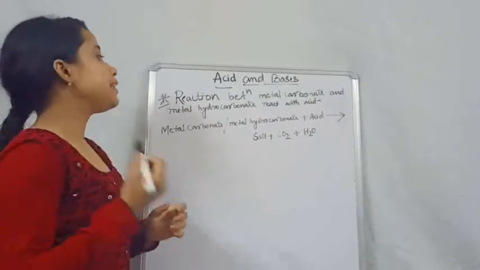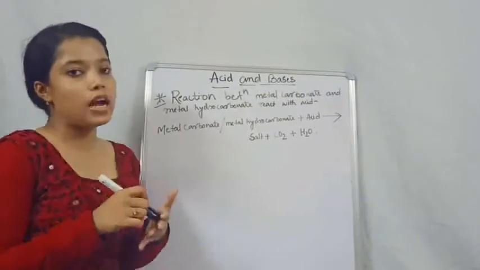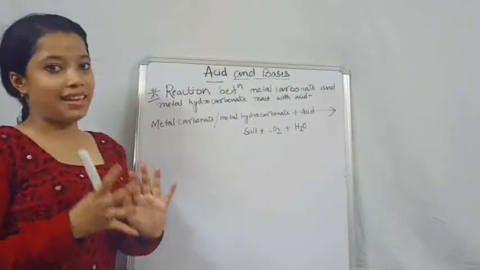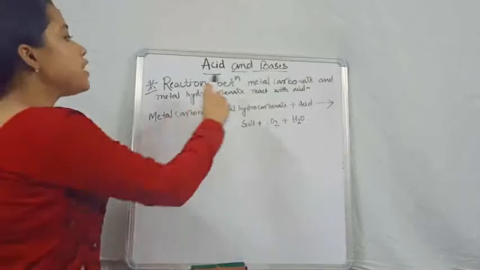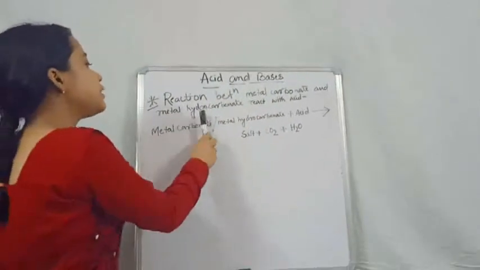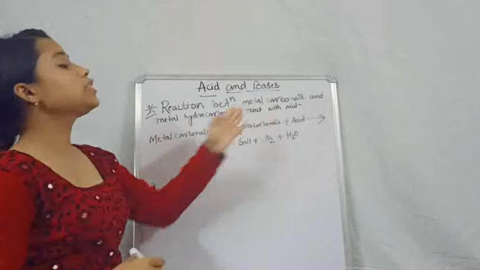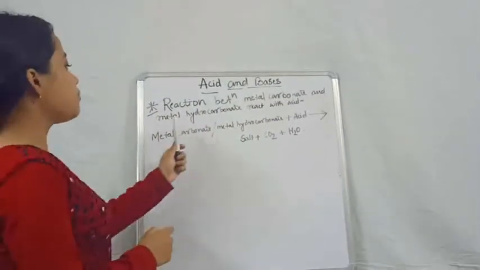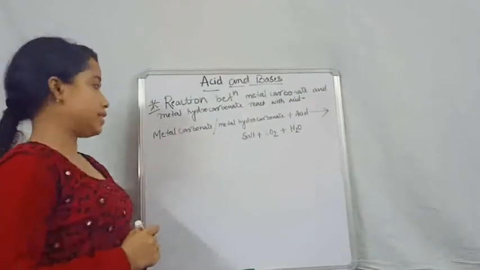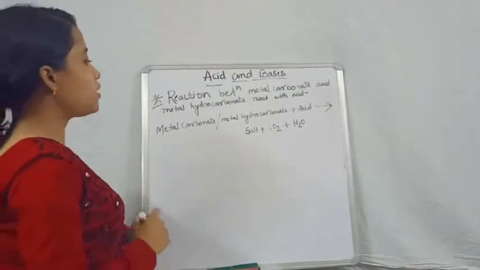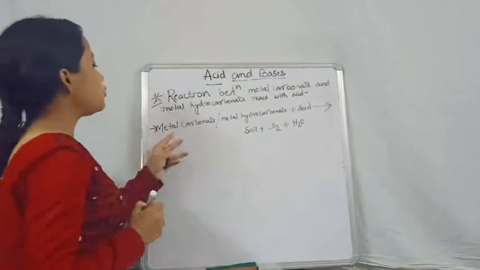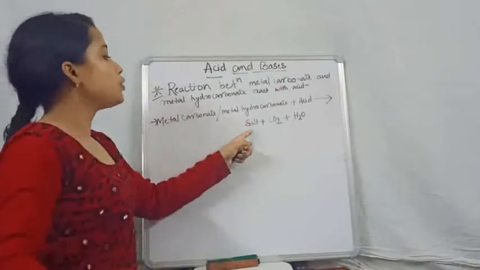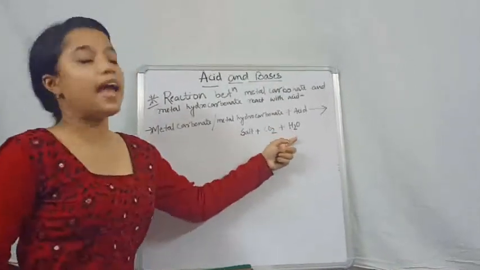So coming to our next reaction, as I have told earlier that we are going to study the reactions between some elements. The first reaction is the reaction of metal carbonate and metal hydrogen carbonate with acid. Now what happens when metal carbonate and metal hydrogen carbonate react with acid? Now see, this is a general formula: metal carbonate or metal hydrogen carbonate reacts with acid to give us salt, carbon dioxide and water.